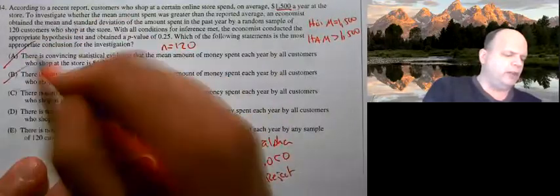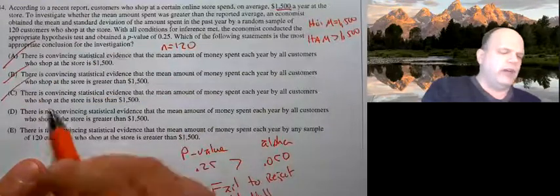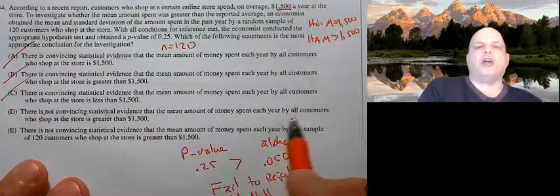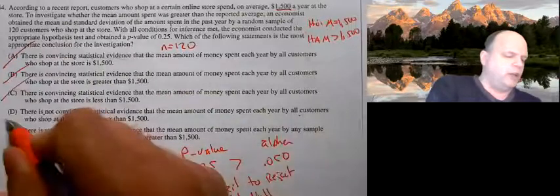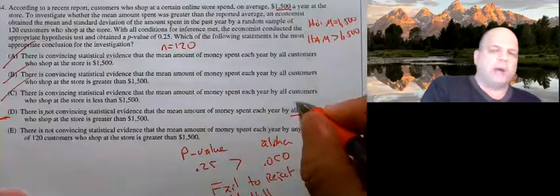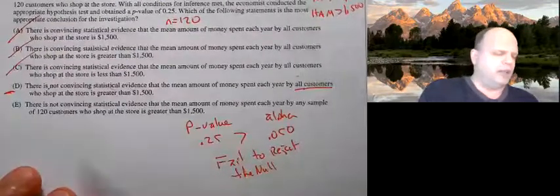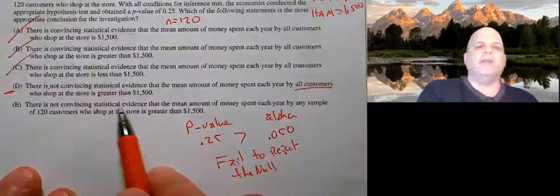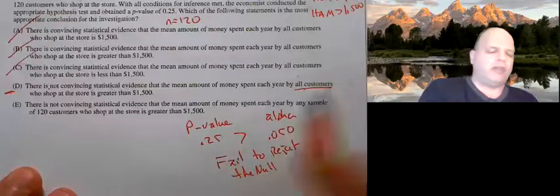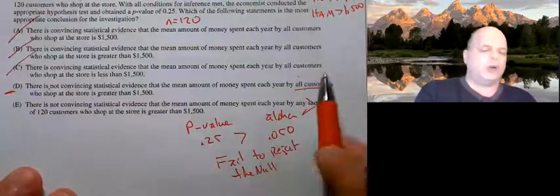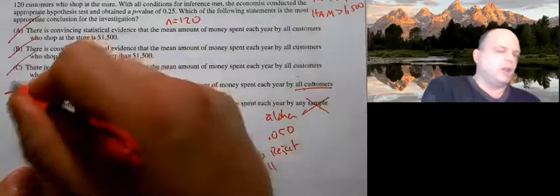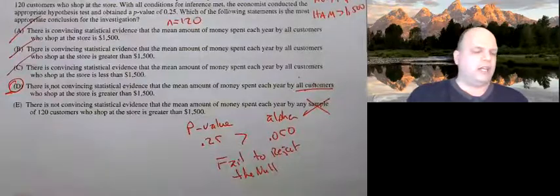So we start off: there is convincing, no, there is not. There is not convincing, better keep reading. Statistical evidence that the mean amount of money spent each year by all customers who shop at the store is greater than 1,500. And by the way, they say by all customers. When they use the word all, this is the true population. So all of them. So that sounds pretty good, like D. There is not convincing evidence that the mean amount of money spent each year by any sample. No, we're not talking about the sample. We're talking about all customers or the population. So the best answer for 34 is D.